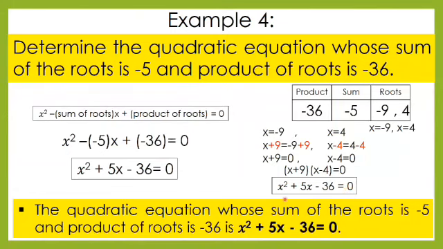Therefore, the quadratic equation is x squared plus 5x minus 36 equals 0. This is the same as our first method. So, the quadratic equation whose sum of the roots is negative 5 and product of roots is negative 36 is x squared plus 5x minus 36 equals 0.